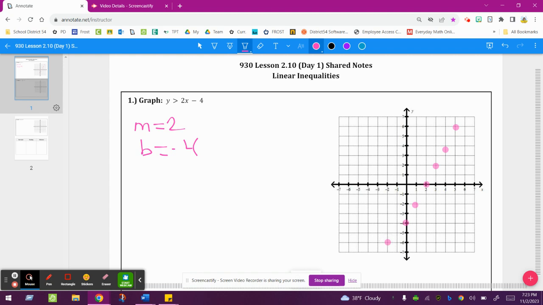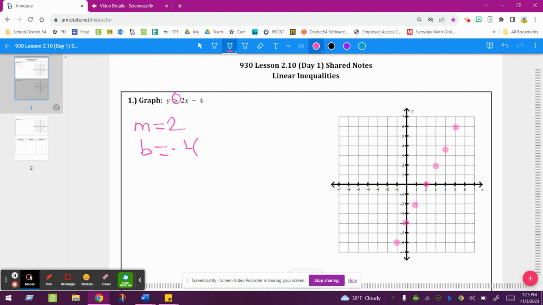Now, before I connect my points with a line, oops, I made a little mistake there. Before I connect my points with a line, I do want to consider I've got a greater than symbol. It is not a greater than or equal to. If we think back to when we did Unit 1, Part 2, which is basic inequalities, if we had a greater than symbol or a less than symbol, we would always use an open circle. And that's because anything that was on that circle was not a solution.